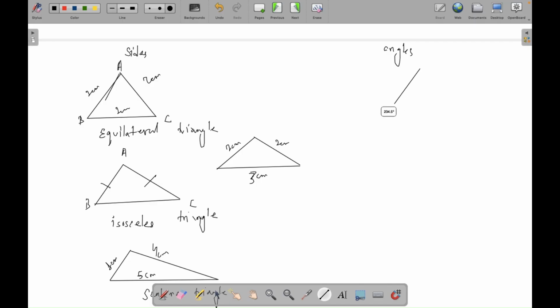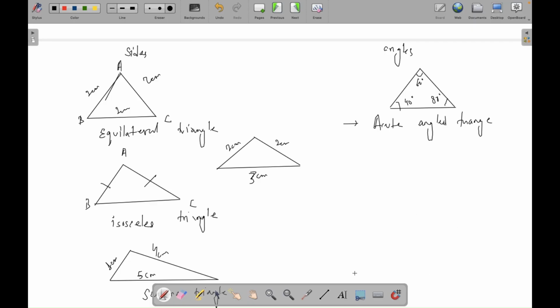Then on the basis of angles, if you just look at the angles, you can again have different types of triangles. The first one is the acute angled triangle. What is an acute angled triangle? One wherein all the angles are acute. Say this is 60 degrees, this is 30, or say this is 40 degrees and this is 80 degrees. So all the angles are less than 90. Then it becomes an acute angled triangle.